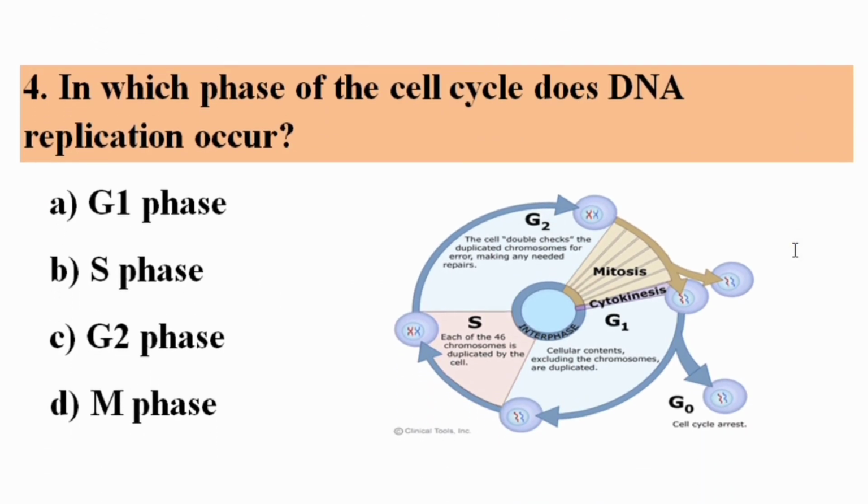In which phase of the cell cycle does DNA replication occur? The right option is beta. DNA replication occurs during S phase.